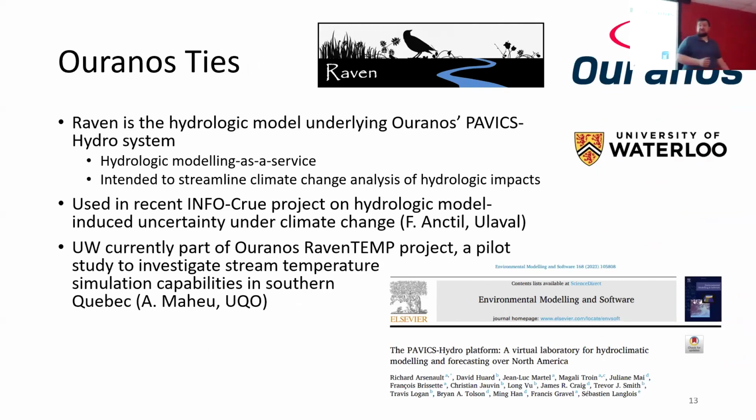Raven has some ties with Ouranos that we've been working on over the last few years. Raven is the hydrologic model that underlies the PAVICS-Hydro system, which is an Ouranos product, which provides hydrologic modeling as a service that is intended to streamline the process of doing climate change analysis on watersheds across Canada. Raven's also been a part of some other projects, including the recent InfoCrue project with some folks from Université Laval. That should be a capital L. Sorry about that. And we're also currently part of an Ouranos-funded temperature simulation project with UQO.